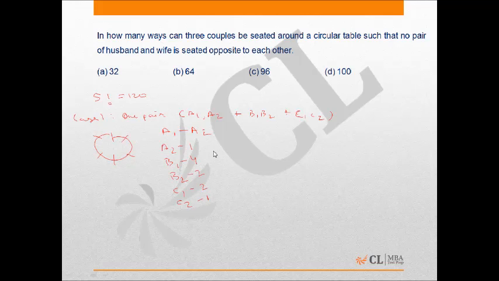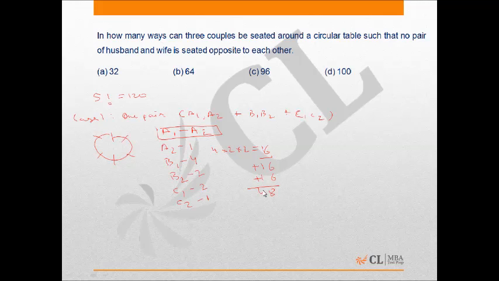And again C1 can sit on any of the remaining two places and C2 will have only one place. So the total number of ways in which A1, A2 can sit opposite to each other is 4 into 2 into 2, that is 16 ways. These are the 16 ways when A1 and A2 are sitting opposite to each other. Same goes for B1 and B2, same goes for C1 and C2. So in all, there are 48 ways in which one pair is sitting opposite to each other.